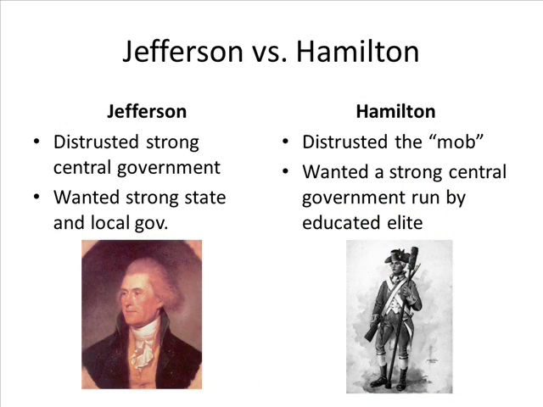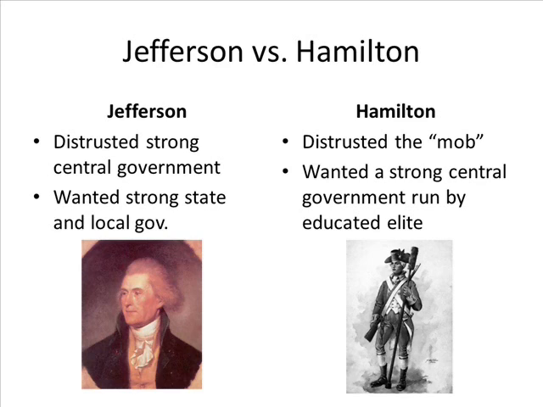Jefferson and Hamilton had differing viewpoints and opinions on the way the government should be run and the way it should be set up. Thomas Jefferson distrusted a strong central government, and he wanted to make sure that states still had rights, so he wanted a strong state government and local government as well. That way the needs of the people are met.